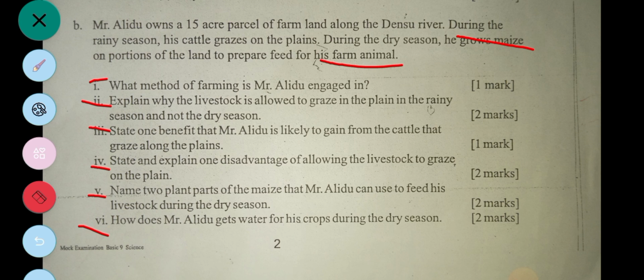Mr. Alidu owns a 15-acre parcel of farmland along the Dainsu River. During the rainy season, his cattle graze on the plains. During the dry season, he grows maize on portions of the land to prepare feed for the farmland. So since it's along the Dainsu River, he can use irrigation.